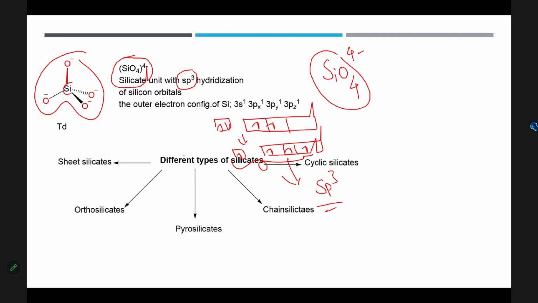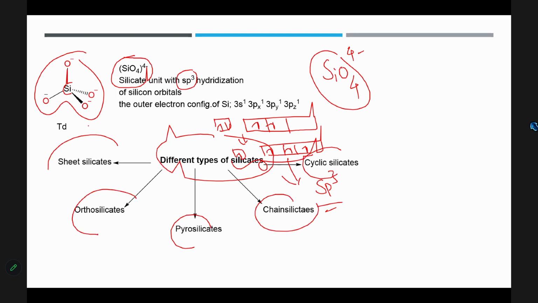Silicates are of different types: cyclic silicates, chain silicates, pyrosilicates, orthosilicates, sheet silicates. Depending upon their interactions, these SiO4 units interact with each other and form macromolecular structures. There are lots of cyclic compounds, and chain silicates, chains like this. Pyro means oxygen bridges like this. There are so many like this.